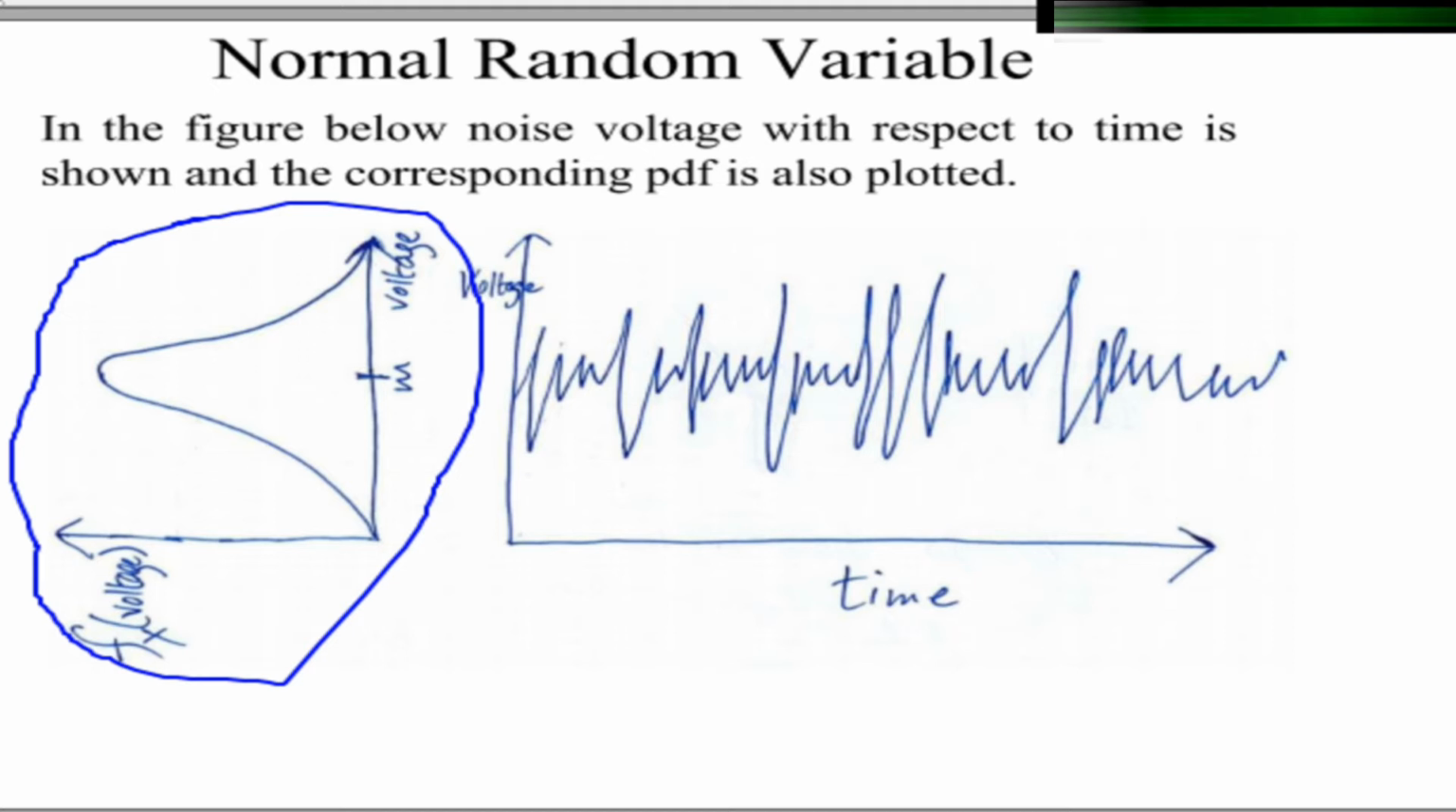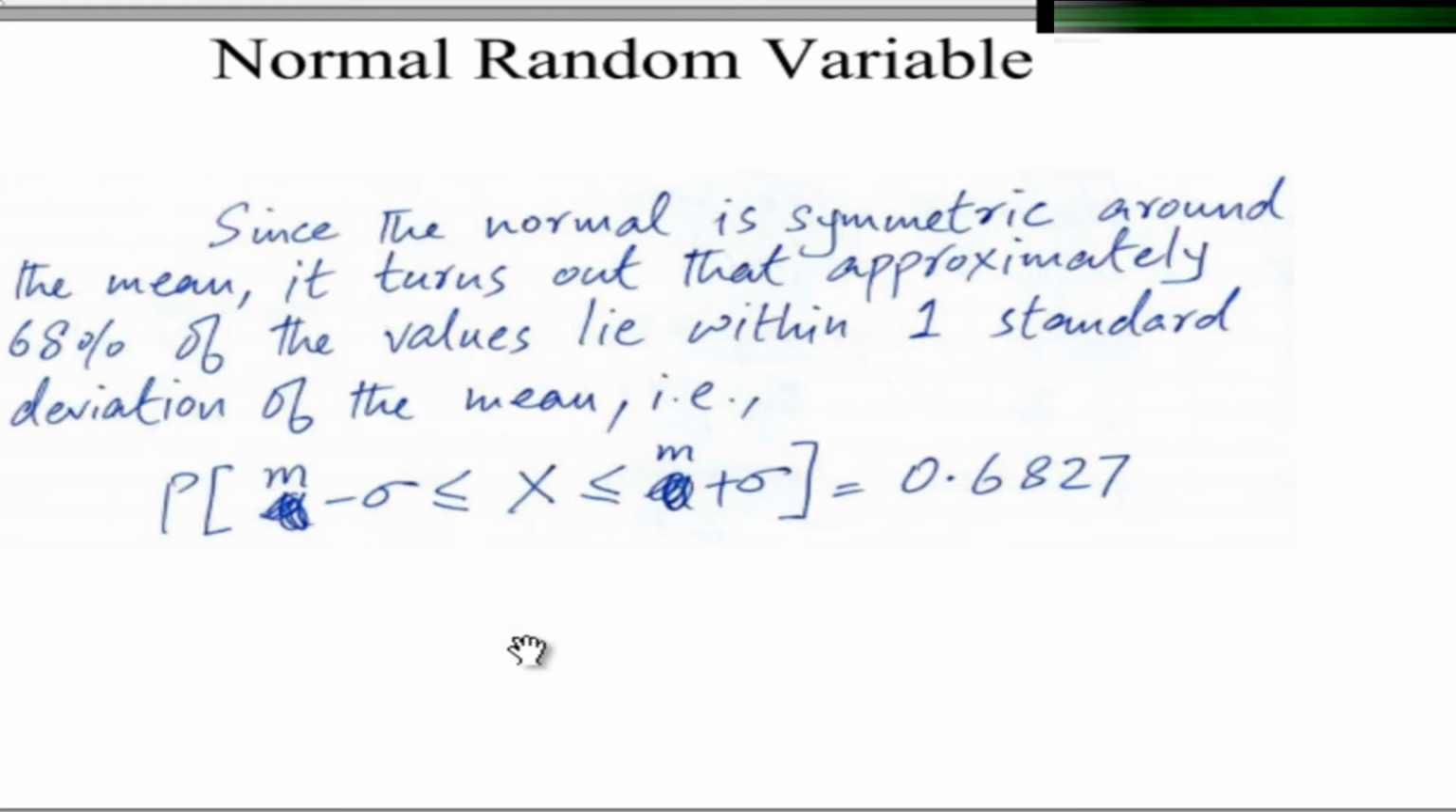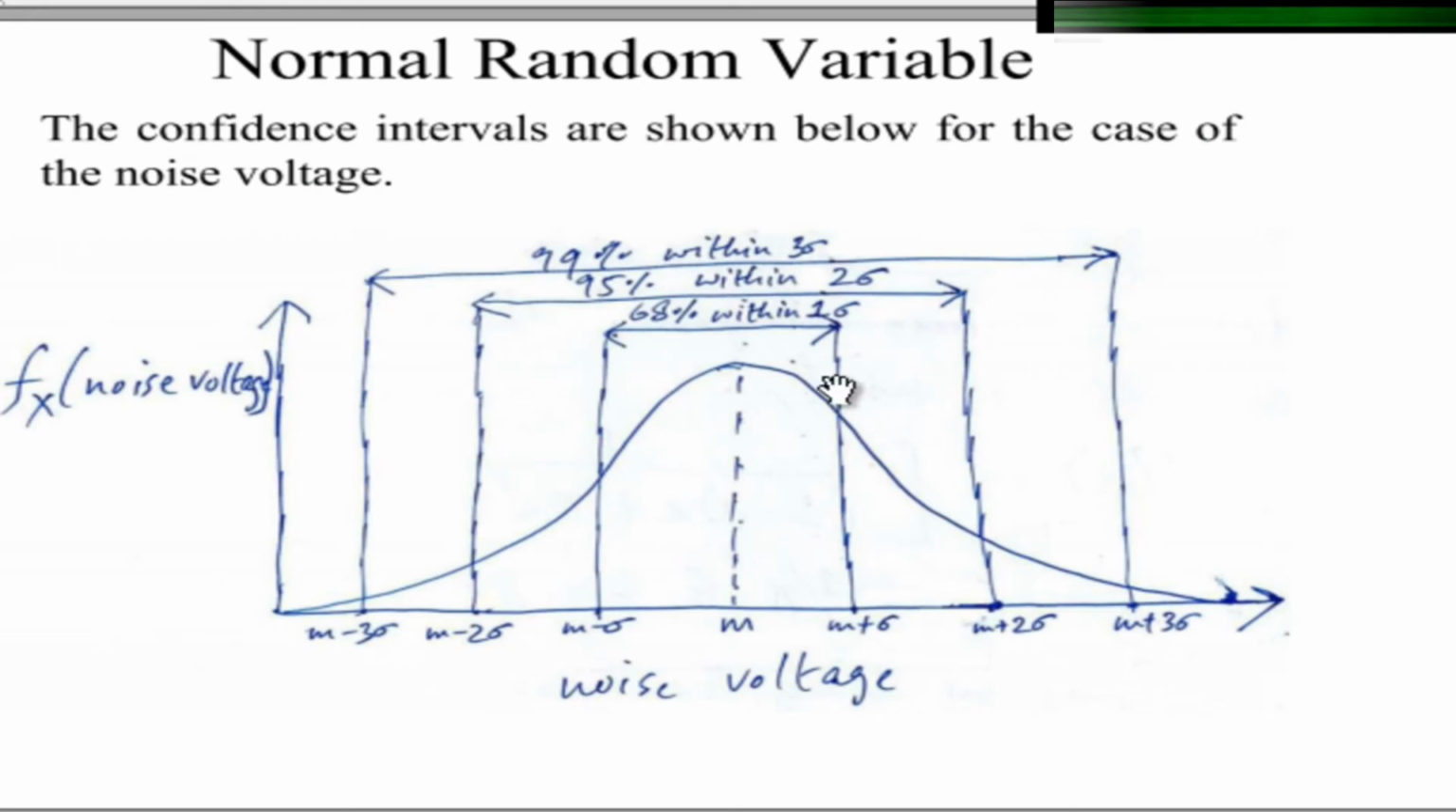This is another very important application of this kind of variable. Now, a normal random variable has some very important properties, and I'm not going to discuss this slide before diving into another slide. What is this slide?